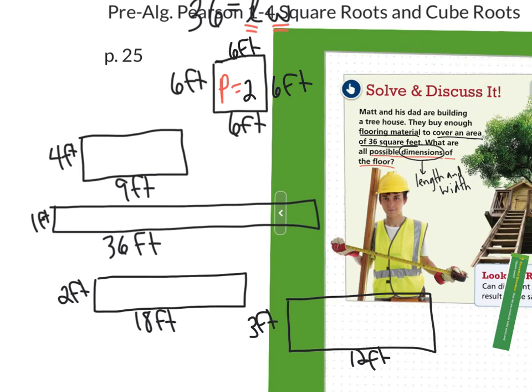So this would have a perimeter of 24 feet. The 4x9 rectangle, we got 4 and 9 is 13, and then we'd have another 13 on the other two sides. That would add up to 26 feet. This next one, the 1x36, if you add all those four sides together, that would be 74 feet. That's quite a bit. The 2x18 rectangle perimeter would be 40 feet.